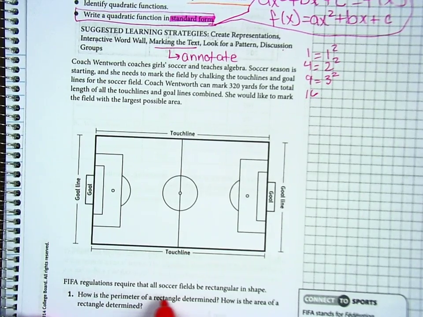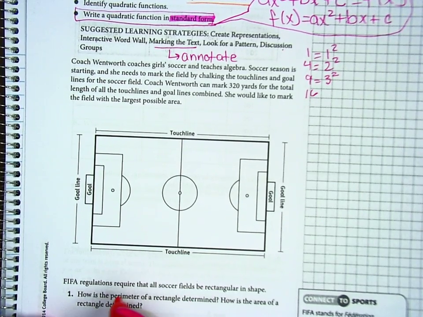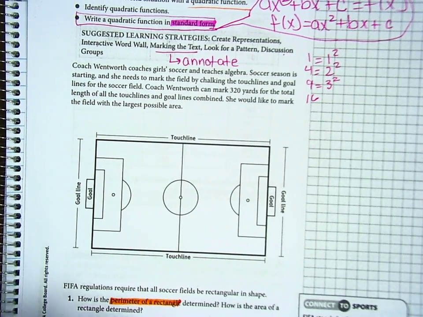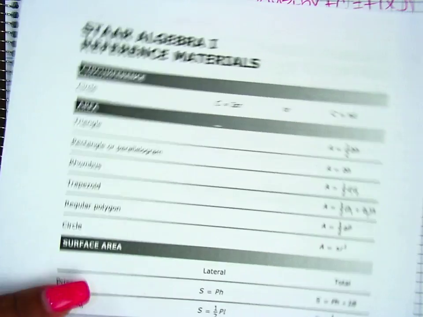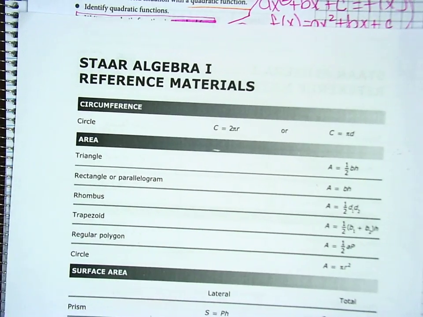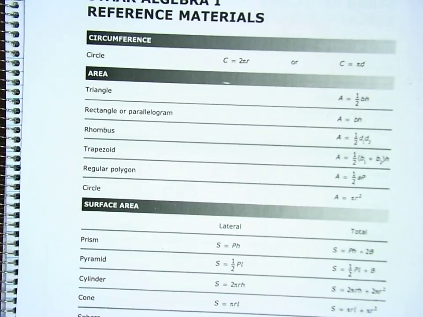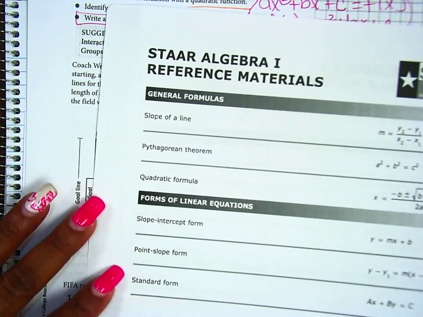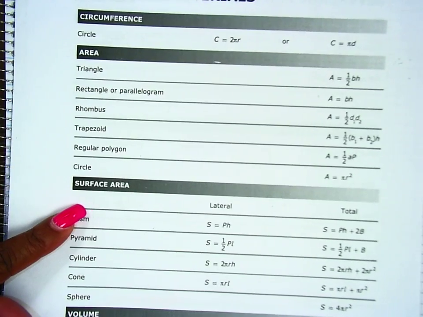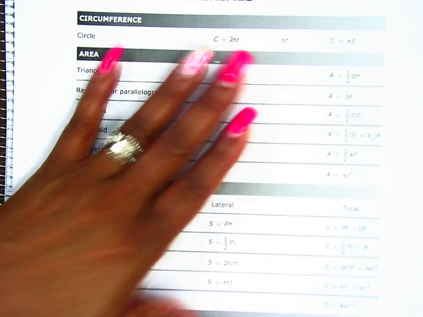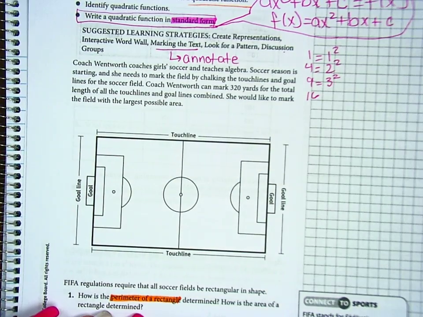How is the perimeter of a rectangle determined? Right here, you're looking for the perimeter of a rectangle. You see how I highlighted that? So I'm going to get my formula chart, because on the STAAR Algebra 1 you will have a formula chart. This is area, so that's not it. Oh, they don't have the formula for perimeter on here? If the formula is not on the formula chart, this tells you that you have to have it memorized.